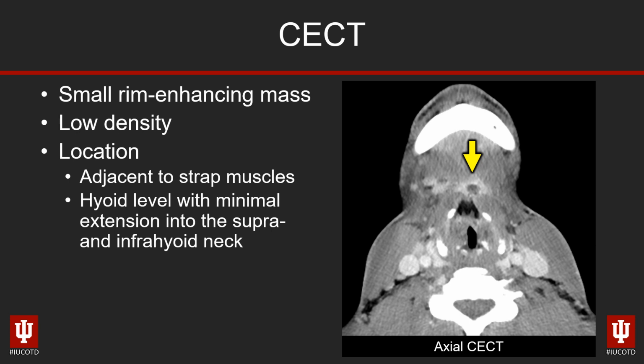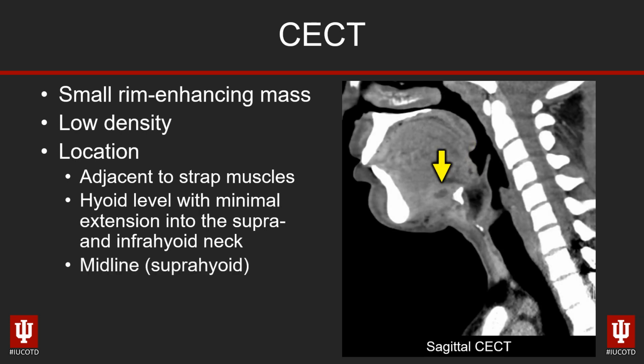And this thing is more or less at the level of the hyoid, but if you look at the sagittal and coronal images, and I'll show you those again in just a moment, you can see that this thing was minimally extending above the level of the hyoid. So let's look at our sagittal contrast enhanced CT image, and again the yellow arrow is pointing right at our finding, and you can see that rim enhancing low density mass that's sitting at the level of the hyoid and extending just above it. And this is an image that was obtained more or less right at midline. So above the level of the hyoid, this lesion is found at the midline.